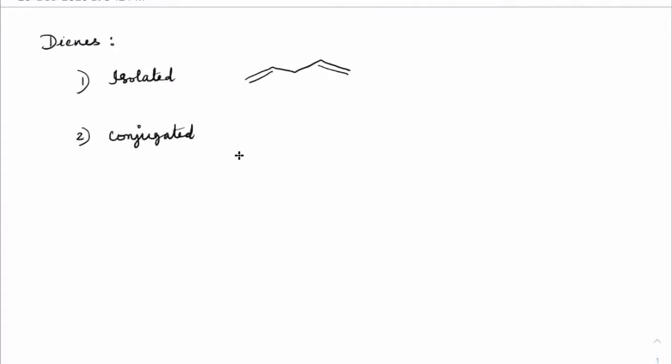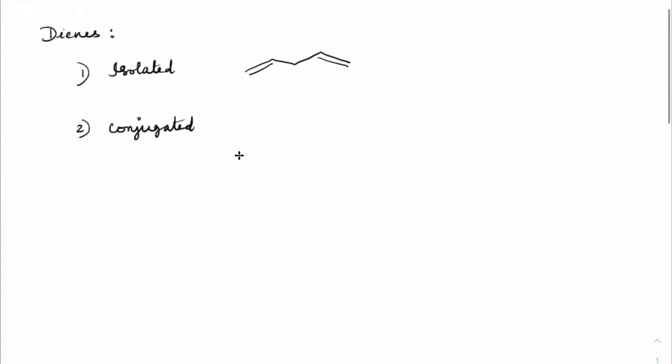Sir, new topic or new chapter, sir? This is a part of hydrocarbons. Hydrocarbons is split into four parts: alkanes, alkenes, alkadienes, and alkynes. One part of the alkadienes is there for this week's syllabus. The rest of the part is there for next week.